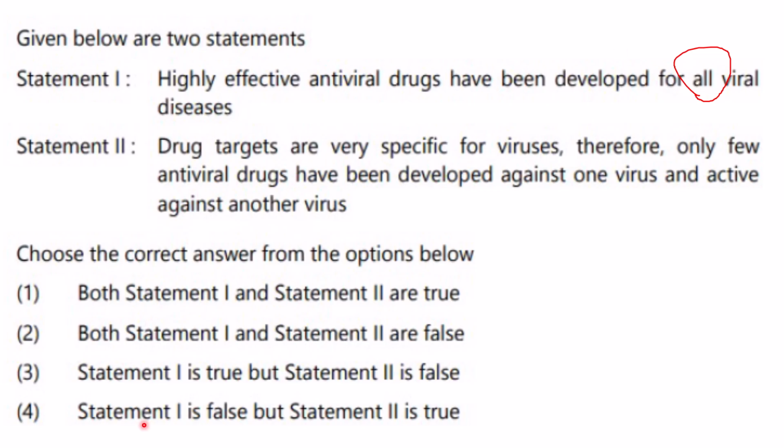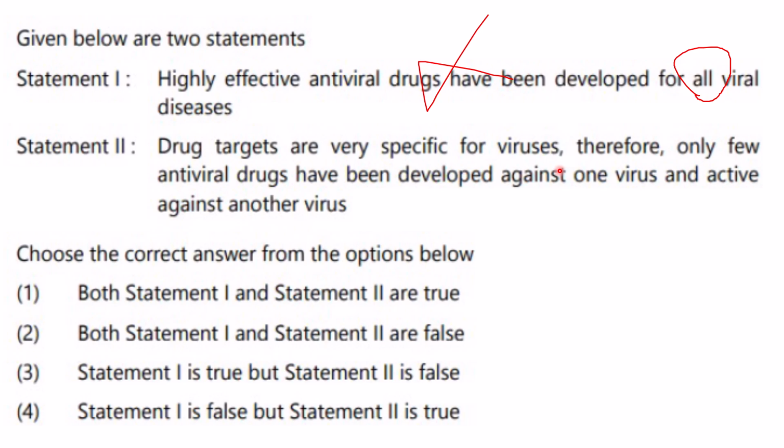Okay, now come to statement 2. Drug targets are very specific for viruses. Okay, yes, that is correct, because drug development always targets specific viral proteins. So these kinds of drugs are developed only against one particular virus and not against another virus, because each virus has different viral proteins.